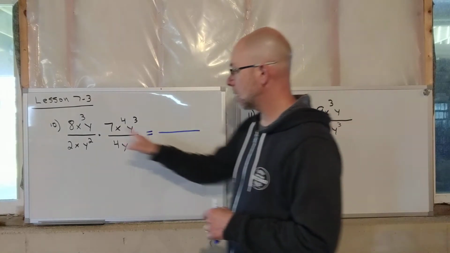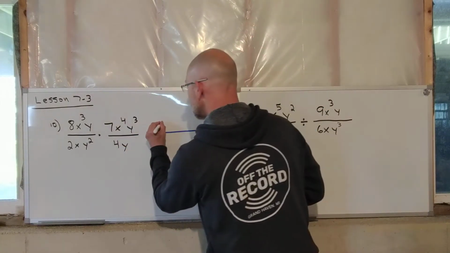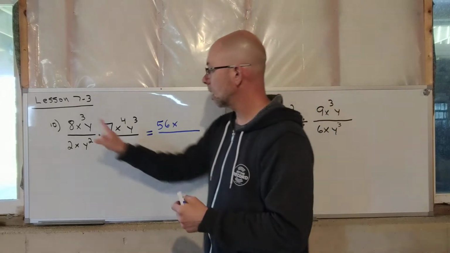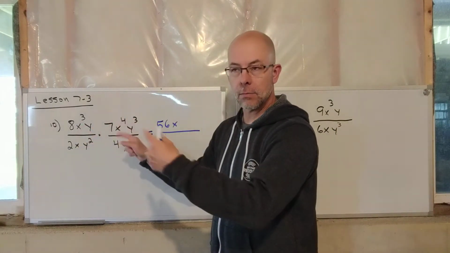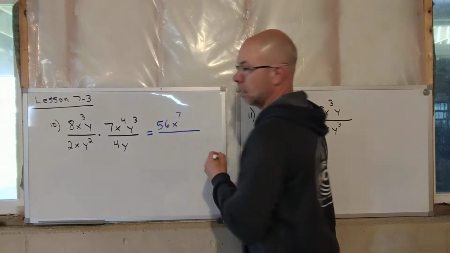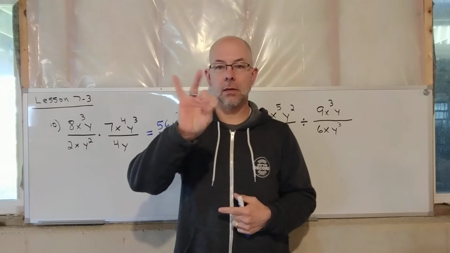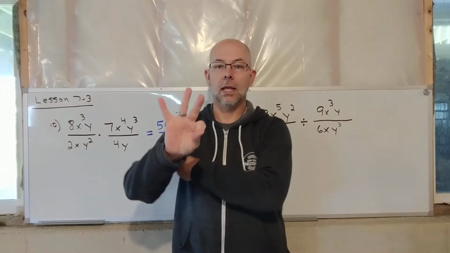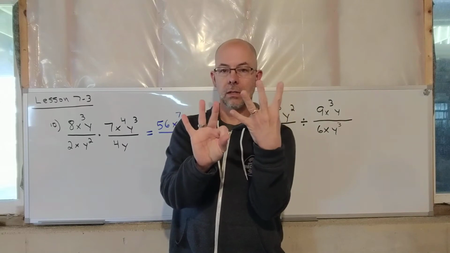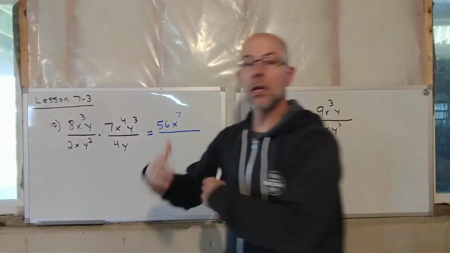So this top becomes 8 times 7, those aren't exponents, that's 56. This is x to the third times x to the fourth, that's x to the 7th. Think about that. It's not x to the 12th. X to the third means x times x times x, and x to the fourth means x times x times x times x. All that multiplied together makes 7 x's multiplied together, not 12. That's why you add exponents.